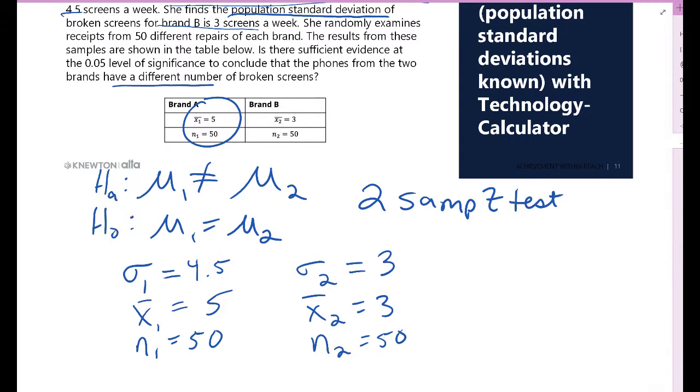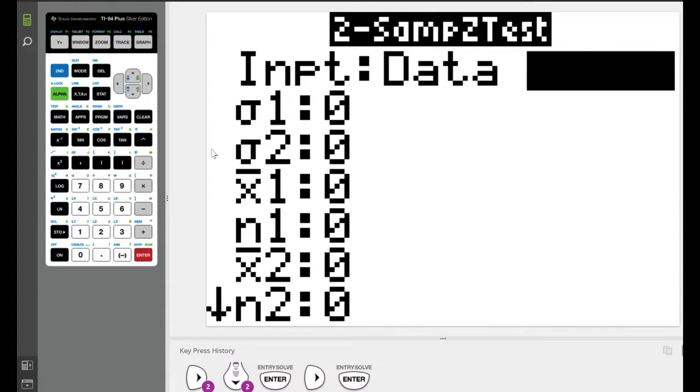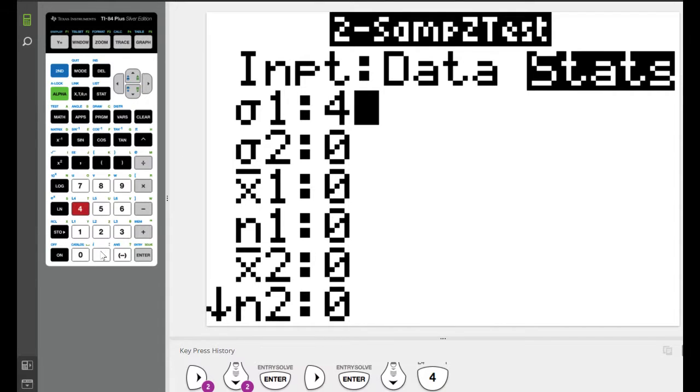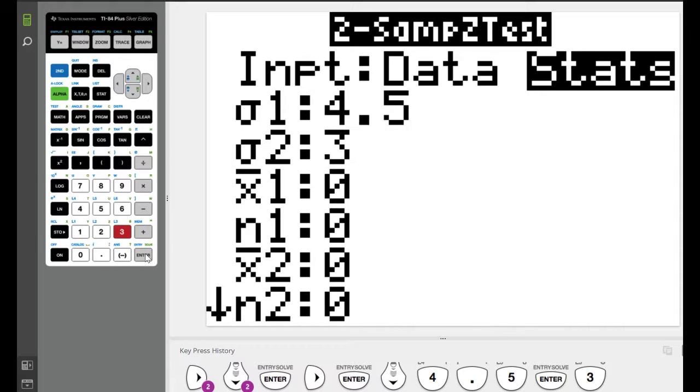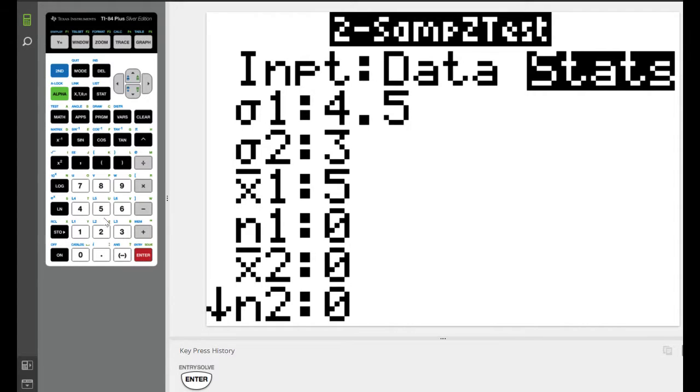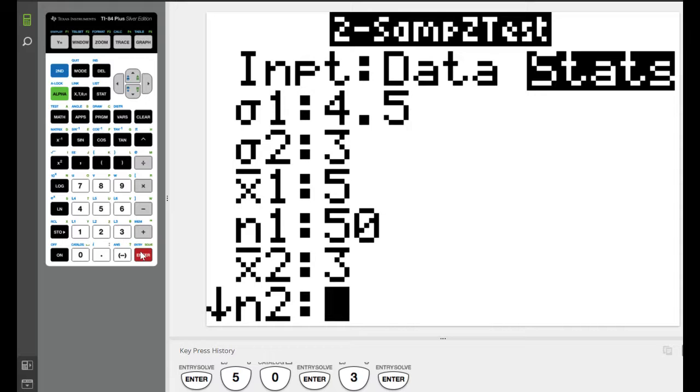Okay, so here we go. I'm going to try to memorize this. Sigma 1, that was 4.5. Sigma 2, be careful here, that was 3. Okay. X1 bar, that's going to be 5. N1's 50. X2 bar, that was 3. And N2 is 50.